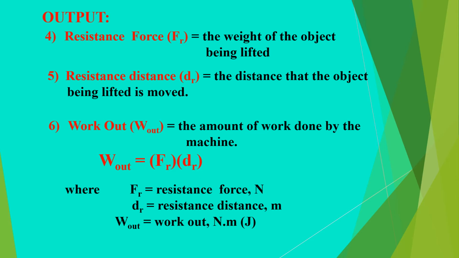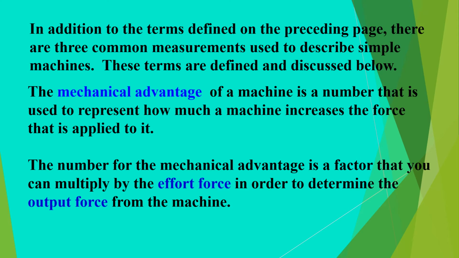In addition to the terms defined on the preceding page, there are three common measurements used to describe simple machines. These terms are defined and discussed below. The mechanical advantage of a machine is a number that is used to represent how much a machine increases the force that is applied to it. The number for the mechanical advantage is a factor that you can multiply by the effort force in order to determine the output force from this machine.